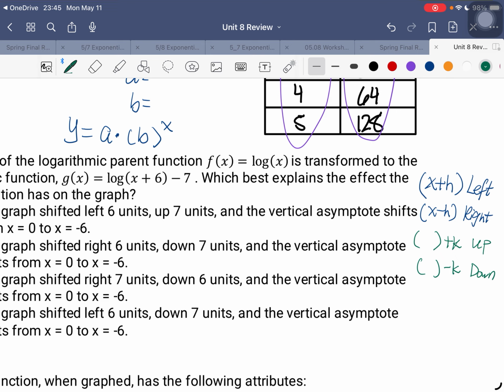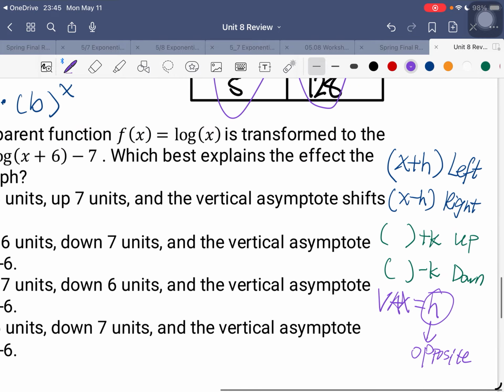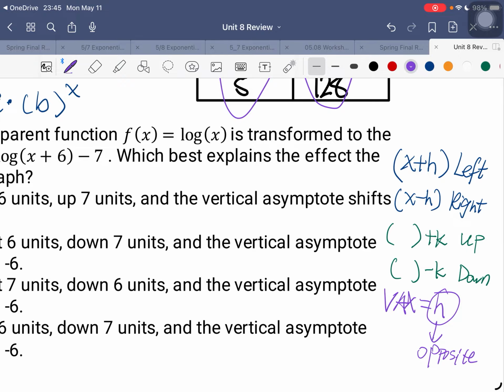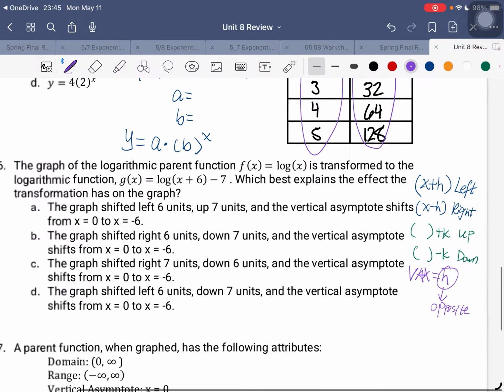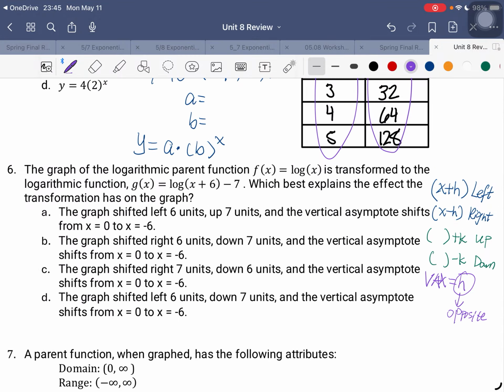Also, something very important, the vertical asymptote is x equals h. And remember, h will be the opposite. Now, write this down and then use the notes to figure out what's the correct answer. Be ready to share your answer.